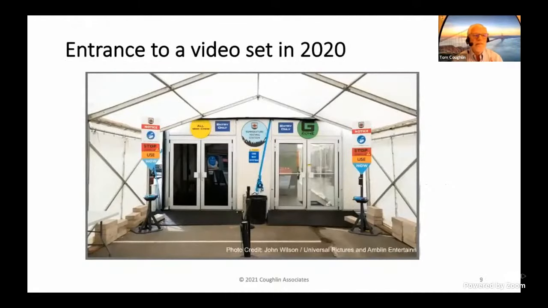And just an idea of what things looked like. This was an entrance to a video set in 2020. It's a Universal set entrance. It had temperature monitoring for people going in and out of the set, and controlled entry. These are things that people did during the COVID pandemic to try to get back to normal in terms of work on the set, even though things weren't normal.